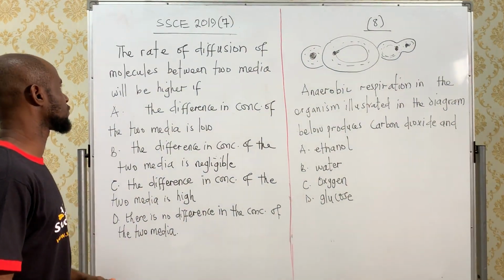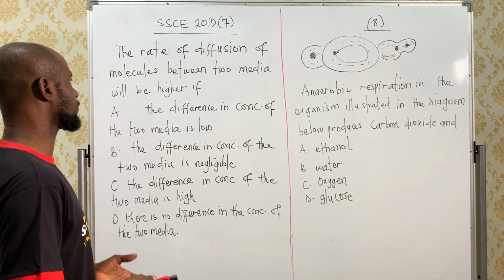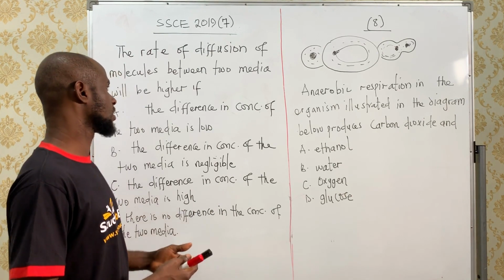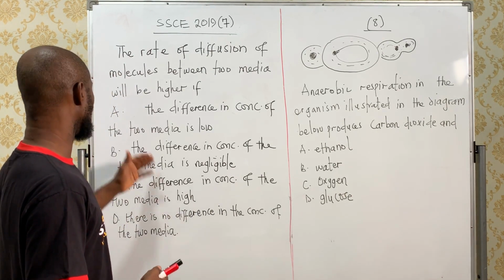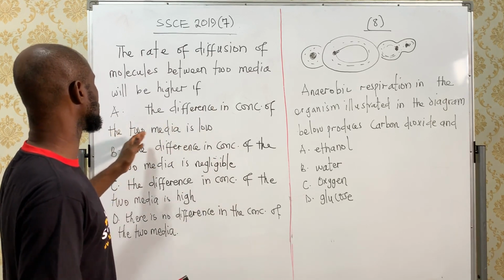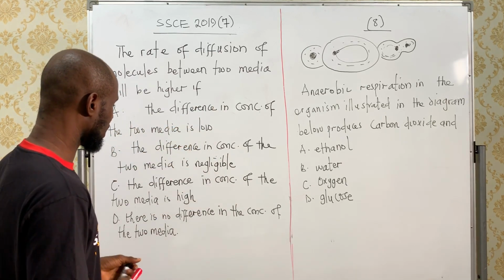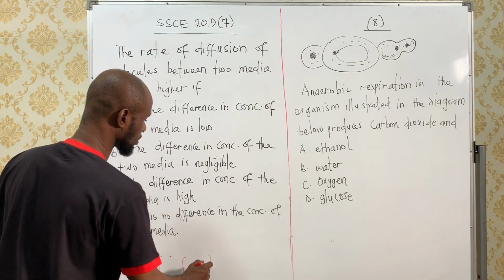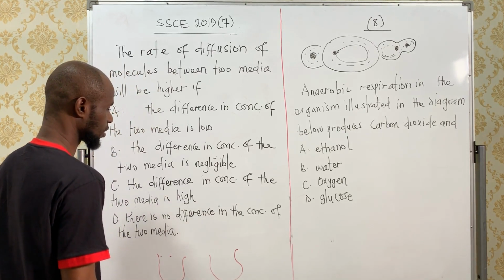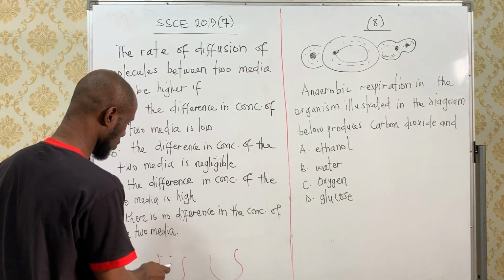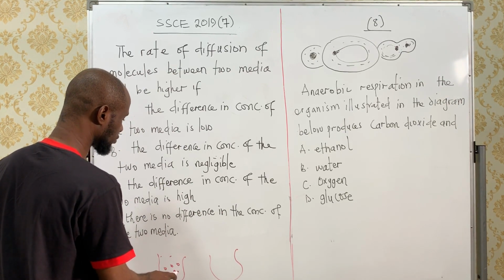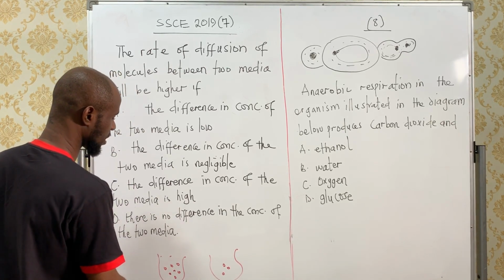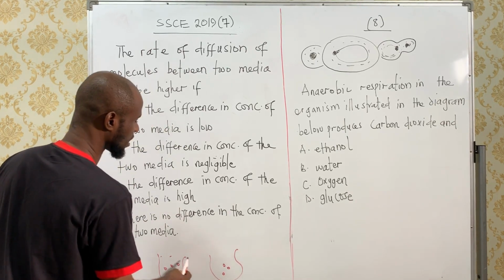Question 7. The rate of diffusion of molecules between two media will be higher if, this is talking about what factors increase the rate of diffusion in biology. A, the difference in concentration of the two media is low. When there is a difference in concentration, let me just have a container so that we can get it better. We have the concentration of substances here, and we have the concentration of substance here. This is A, and this is B. There's a difference between these.